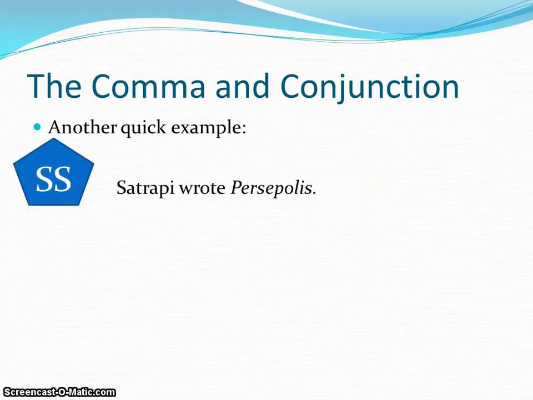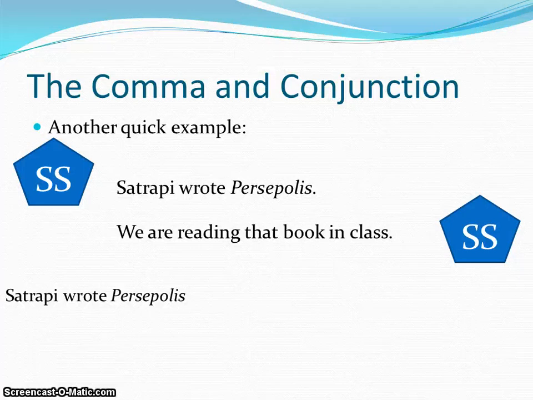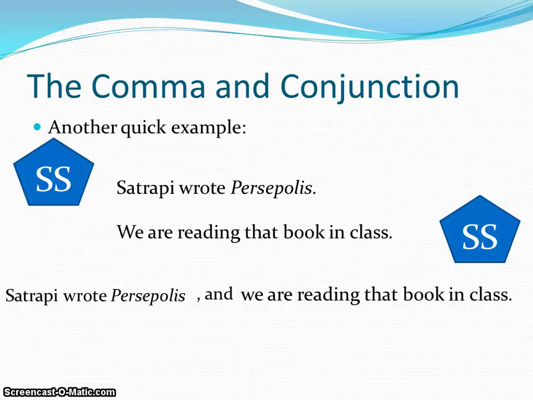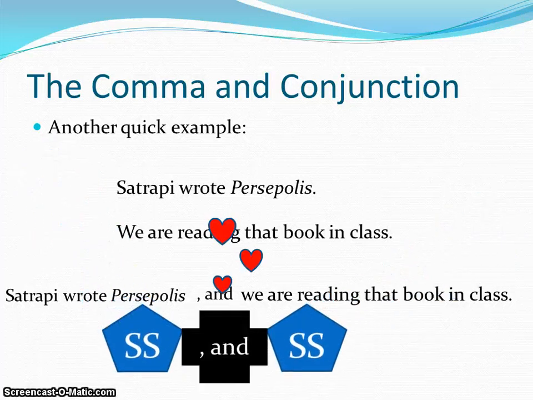Another quick example. Satrapi wrote Persepolis. Simple sentence, can stand on its own. We are reading that book in class. Another simple sentence, could stand on its own. But they belong together. So Satrapi wrote Persepolis. We are reading that book in class. We put a comma and conjunction in there. Happiness ensues.